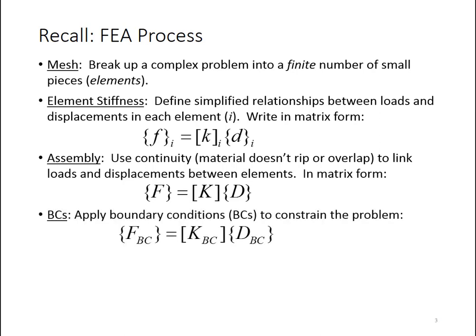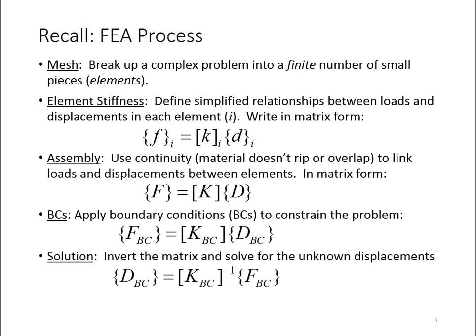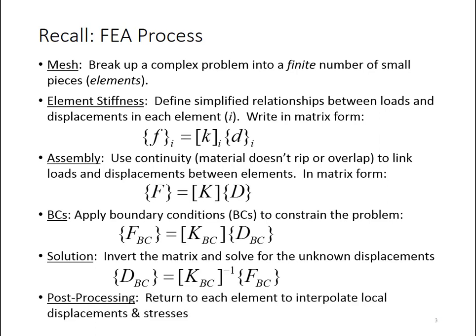Next, we apply some boundary conditions, some constraints that tie the geometry down in space. So a boundary condition is defined to be a specified displacement. And then finally, we can use this global system equation and invert the stiffness matrix in order to solve for the unknown displacements. And once we've done that, we can go back, take all the displacements at the nodes, and again, remember, now that we have displacements, we can find stresses and strains.